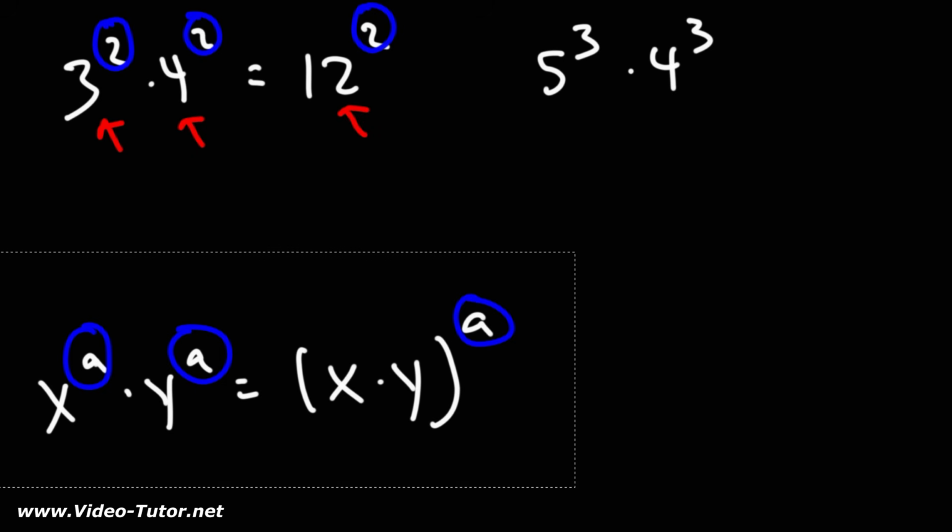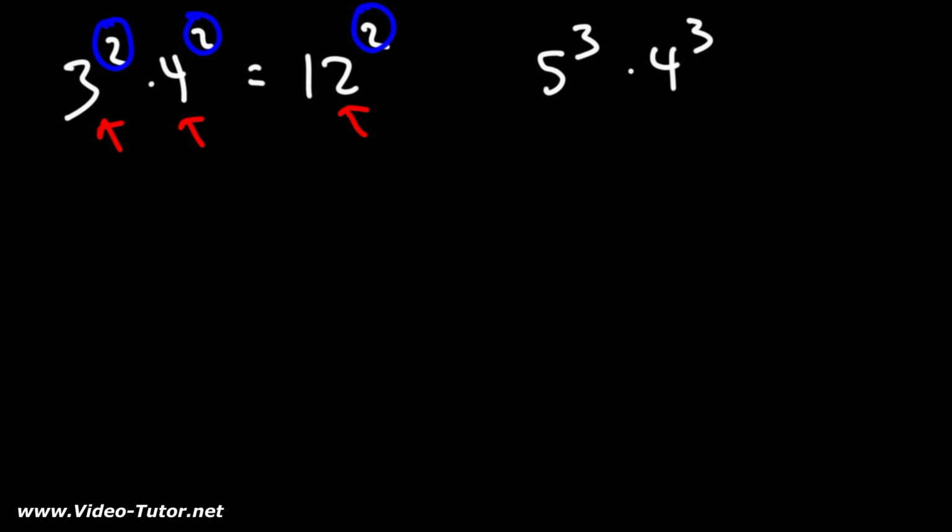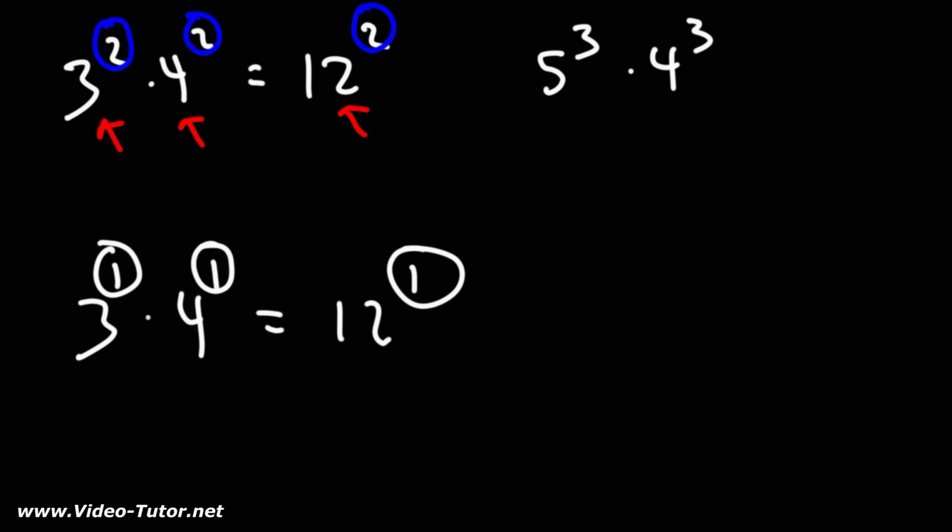If you find it confusing, think about it this way. What is 3 times 4? 3 times 4 is 12. Now what are the exponents of these numbers? 3 is 3 to the first power, 4 is 4 to the first power, and 12 is 12 to the first power. Notice that we kept the exponents the same.